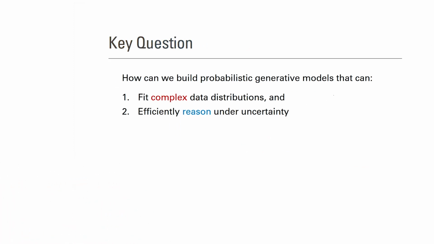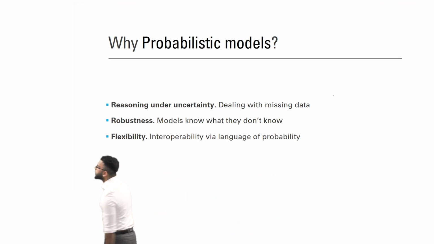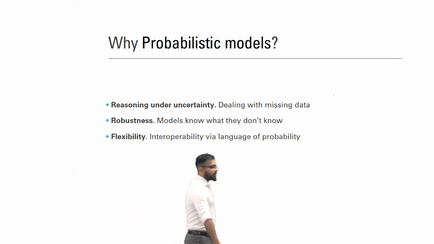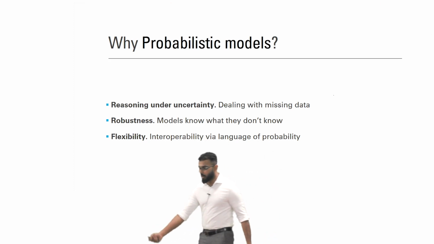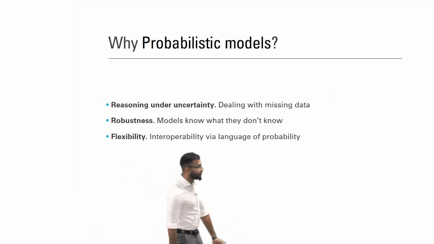So the key question that we will ask is how we can build probabilistic generative models that can fit complex data distributions, but also reason about whatever uncertainty is involved with the variables that you're modeling, in a good way. Now, why probabilistic models? Everything in the world you can think of, my view is it's a random variable, right? There's always uncertainty involved with everything that you're modeling. Your data is uncertain. Your model itself can be uncertain. There's uncertainty in different steps of your modeling process. And probability theory is the best principled way we have to deal with uncertainty, right?